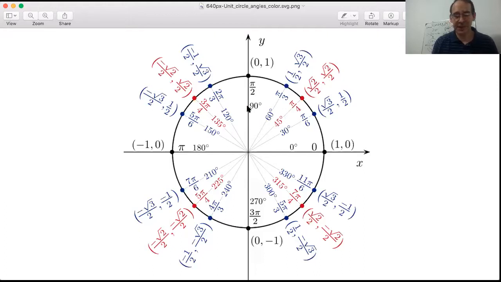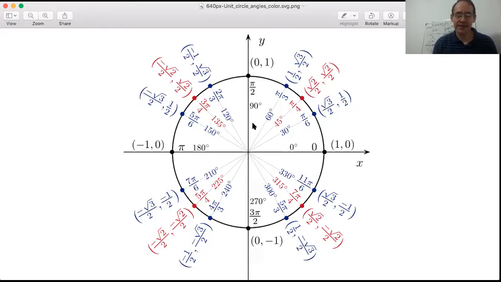45 is half of 90. So if you take half of pi halves, you get pi fourths. 60 degrees, well, if 30 is pi sixths, then that means 60 is 2 pi sixths. But 2 pi sixths, or 2/6, reduces to 1/3. So let's go back to 90s.